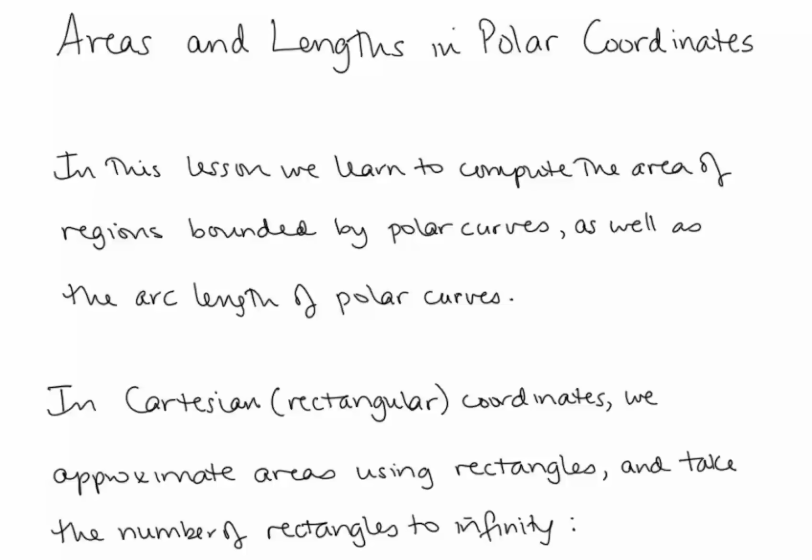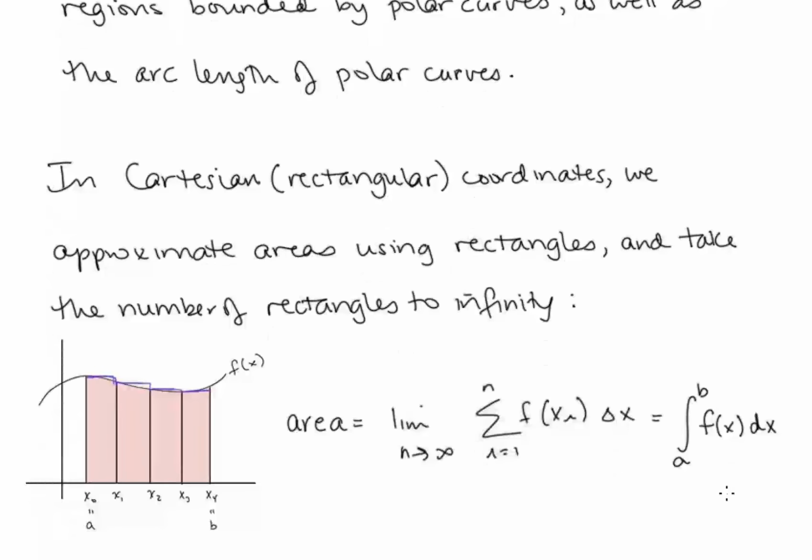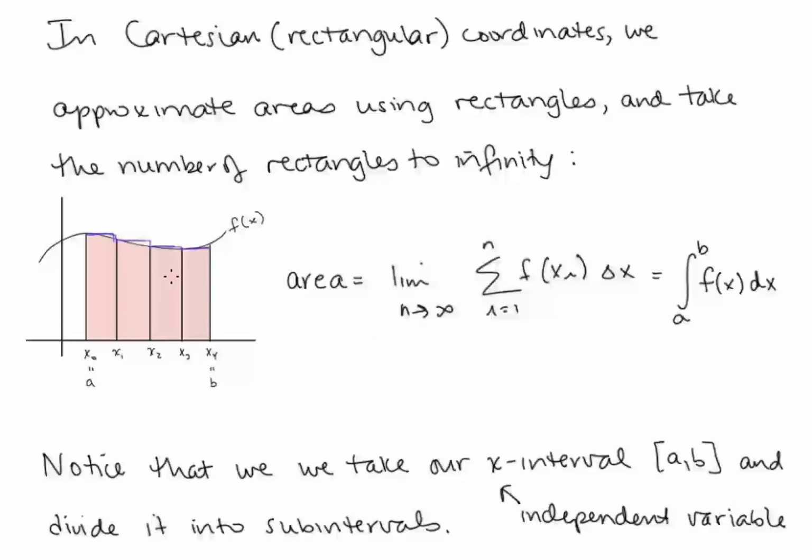Remember that in Cartesian or rectangular coordinates, we approximate areas using rectangles, and we take the number of rectangles to infinity. So for example, if this is our curve and the pink shaded area is the area we are trying to find, we approximate using rectangles by subdividing the interval on x. And then we take the number of rectangles to infinity. Keep in mind here that we're subdividing the interval on our independent variable.